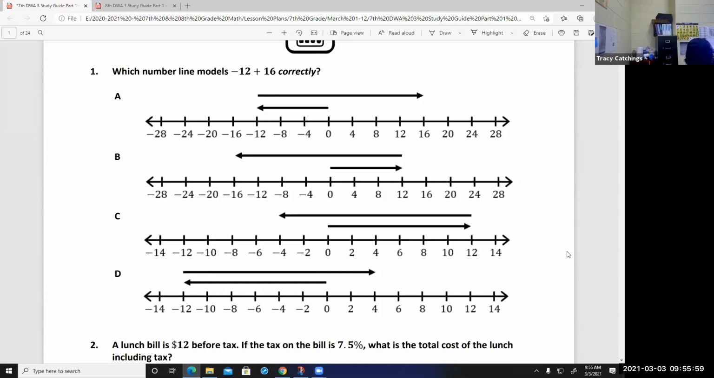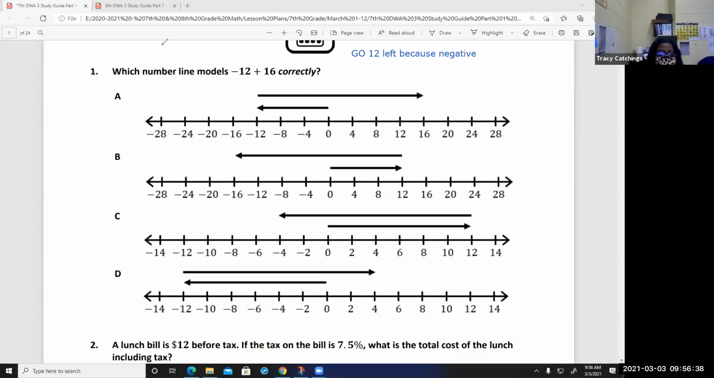What do we know about number lines? Modeling. How do I know my directions? What does the direction tell me? Speak up. Why 12 left? It's negative. Okay, that's what we're looking for. Go 12 left because it's negative. So that means that's the first thing I'm looking at.